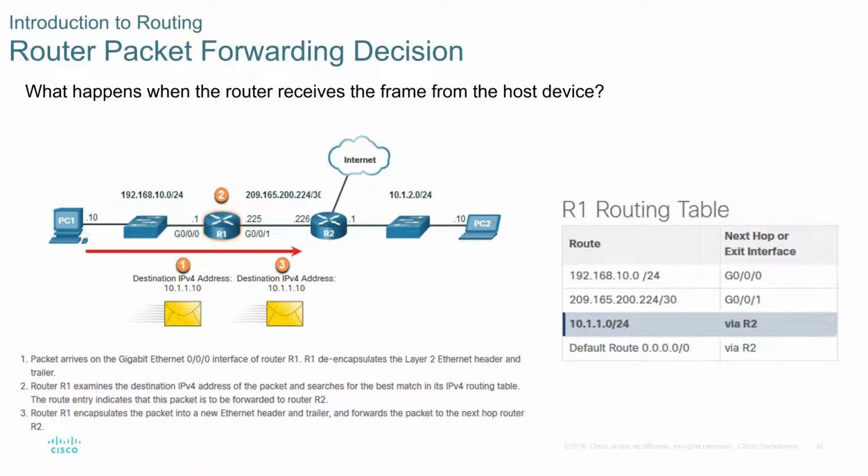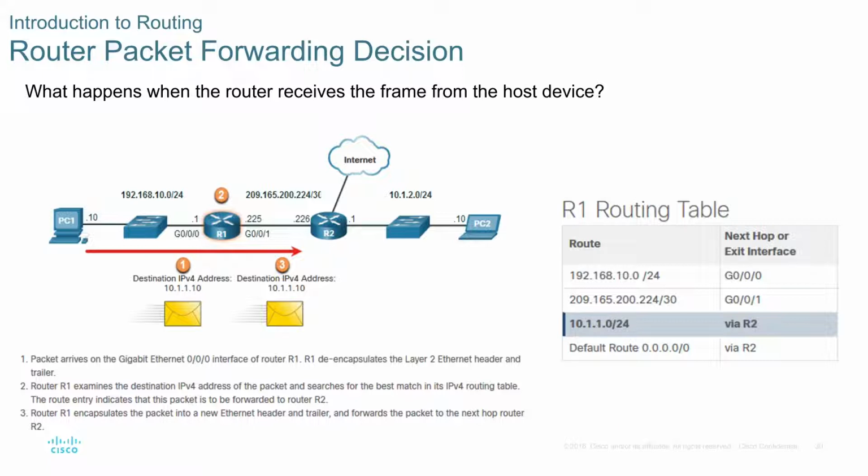In this case, a packet going from PC1 to PC2. So the packet arrives at the gigabit Ethernet 0/0/0 interface of router R1. Remember that at that point, it is technically a frame. The router will strip off the layer 2 information to get to the packet. So router 1 de-encapsulates the layer 2 Ethernet header and trailer.